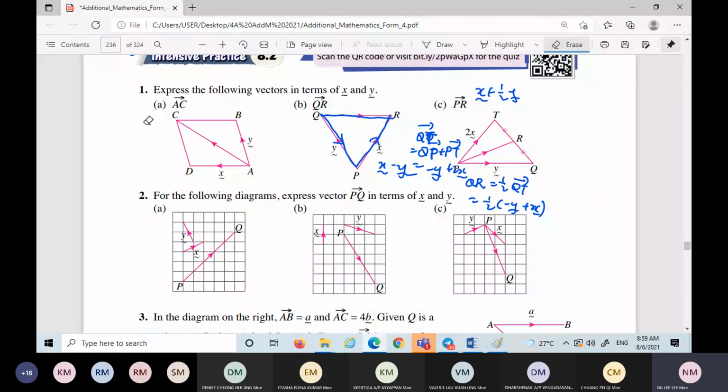I think that's all for today. So you do this. This one no need to do. If you want to do, you can do C. A and B are too simple. Then the rest you do. Number 2 you do by yourself. For the following diagram, express PQ in terms of x and y. This one you have to be creative. It is like a puzzle, how to puzzle out this x and y to form this PQ. Sometimes I am also quite slow in seeing this. Go to the right, go to the left, go slanting or whatever, but try.